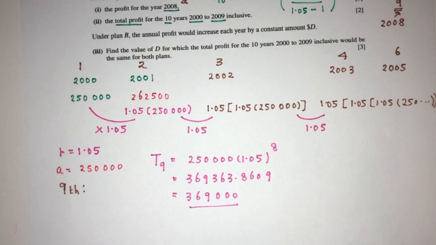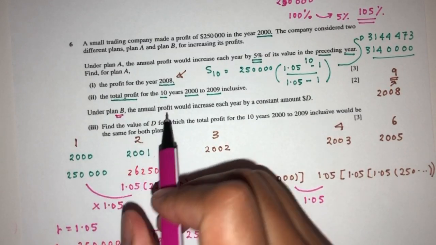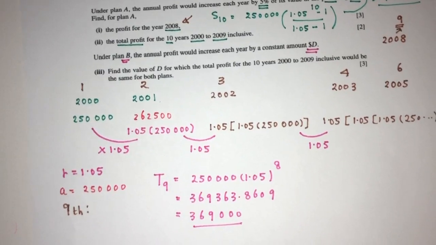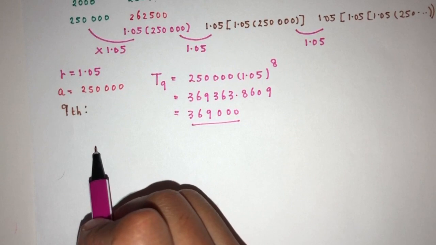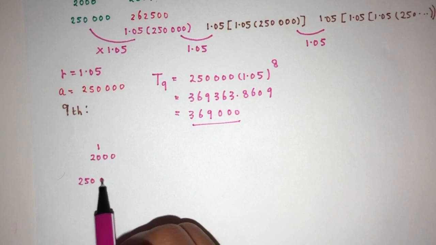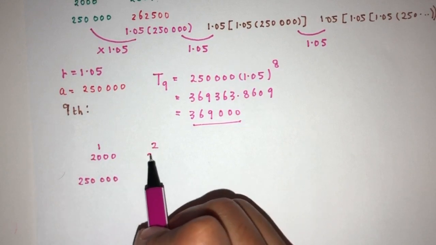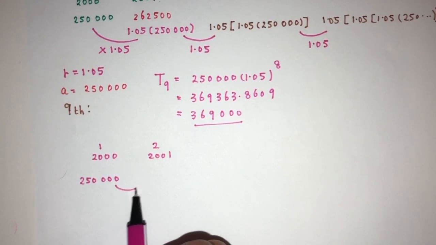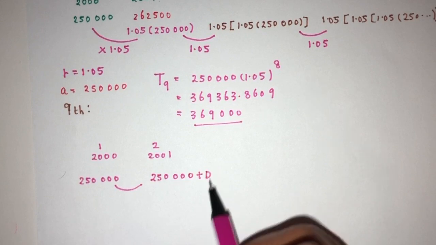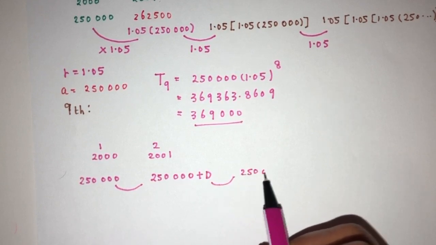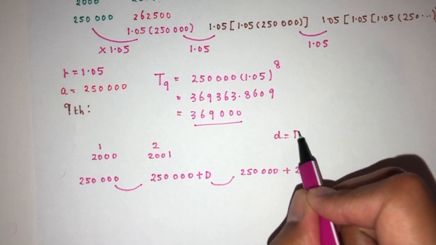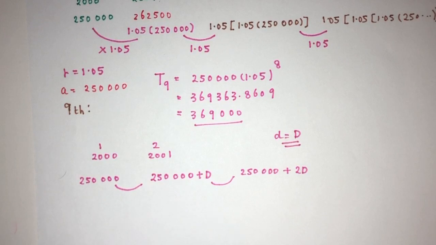Now for part 3, under plan B, the annual profit will increase each year by a constant amount of D. So the idea here is that the first term, which is 2000, will be 250,000. The second term will be 2001, which will be increased by D, that should be 250,000 plus D, and increased by D again. Every time it will be increased by the same value. So we have a common difference of D. That's what we have in this progression.